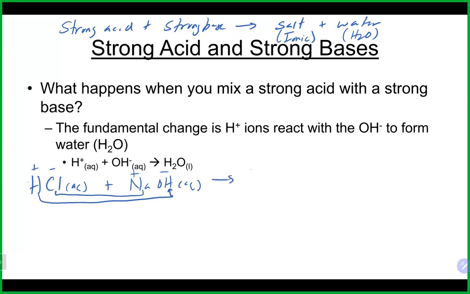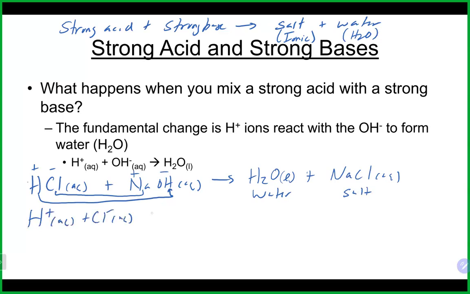And again, the water comes from the H from the acid and the OH from the base. And the salt would be the sodium chloride in this particular case. So there's our water and our salt. The actual fundamental change that's happening is the formation of water. What happens is that this guy, which is a strong electrolyte, will break apart into ions when it's in the beaker. The sodium hydroxide will also break apart into ions because it's in the beaker.